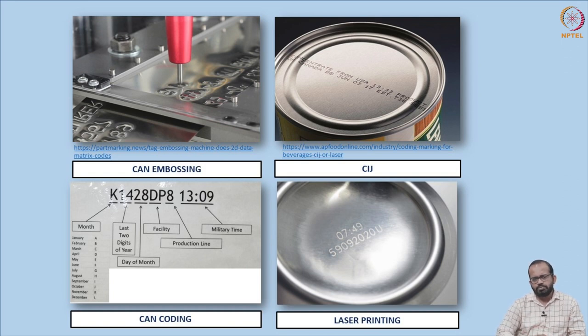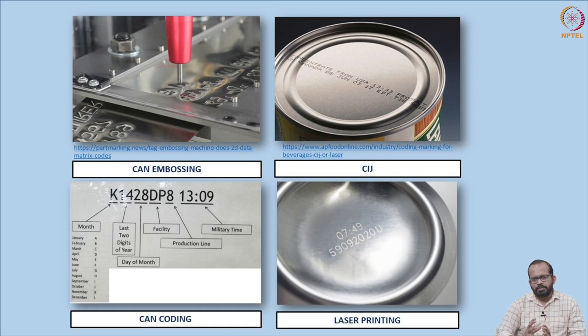Laser printing is also used, laser coating is also used. And now barcodes, QR codes, etc. are also applied so that metal engraving on the container is minimized, while the focus is on the particular barcode or QR code provided. So can embossing was initially used, then container inkjet or CIJ, and also laser printing.